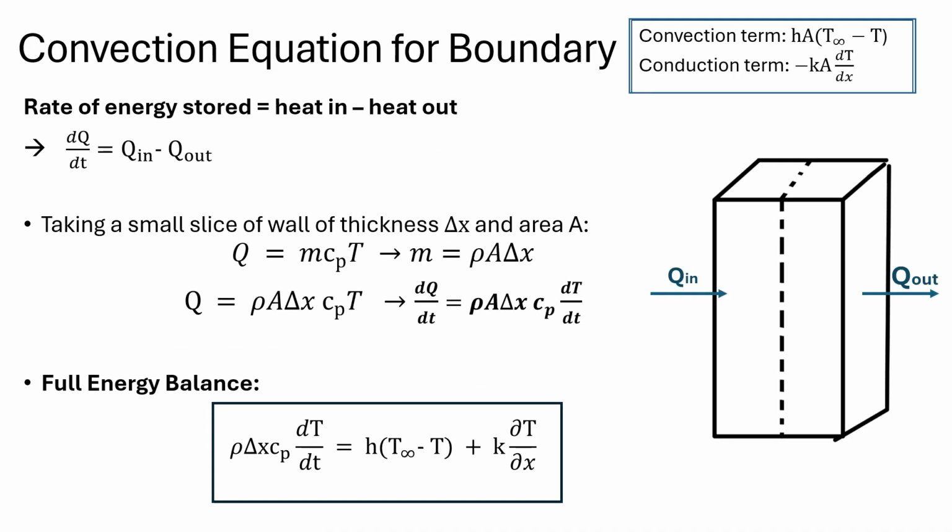The convection boundary equation is based on a heat balance. For the wall, the rate of energy stored is equal to the rate of heat in minus the rate of heat out. To find this, I define a small slice of wall thickness, delta X, and area A. I started with the thermal energy equation, where thermal energy equals mass times specific heat times temperature. I substituted mass with density times area times thickness, and took the derivative of that to obtain the rate of energy storage, right here. Next, I combined all convection and conduction terms into a total energy balance.